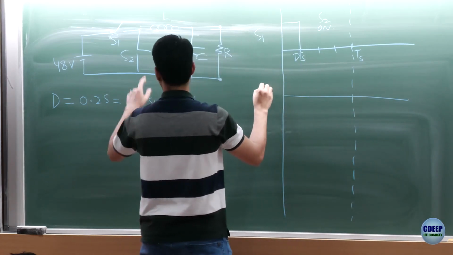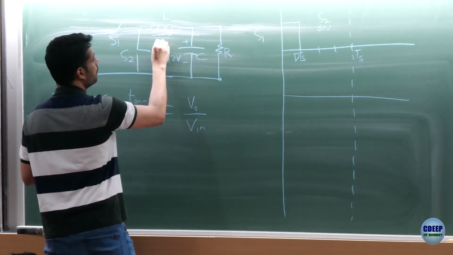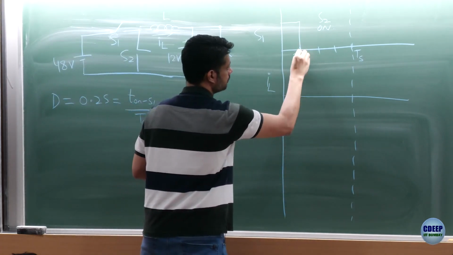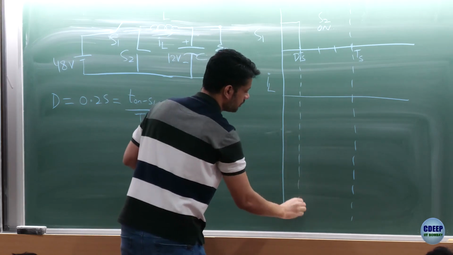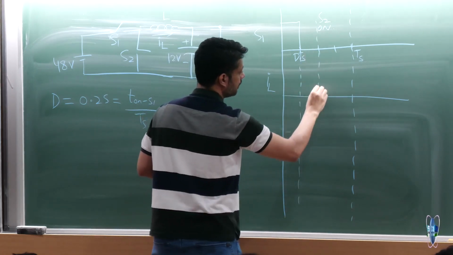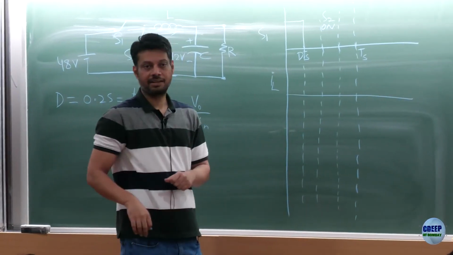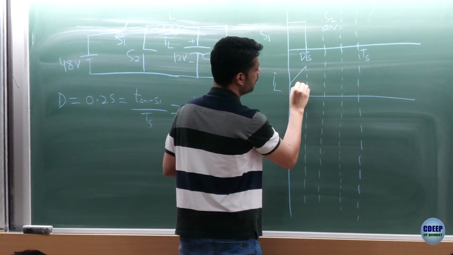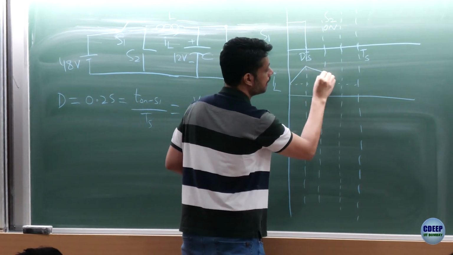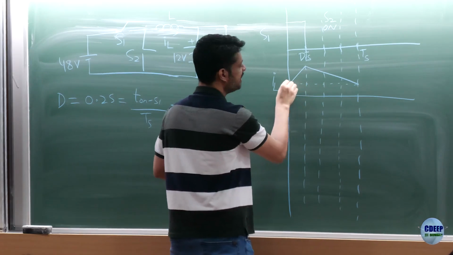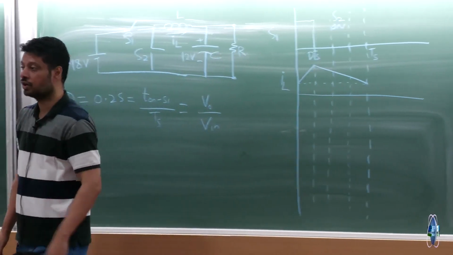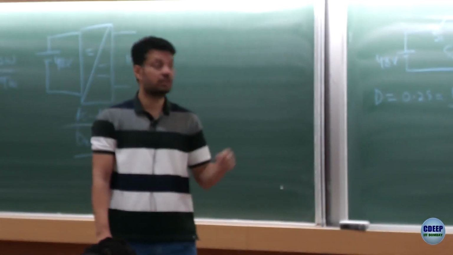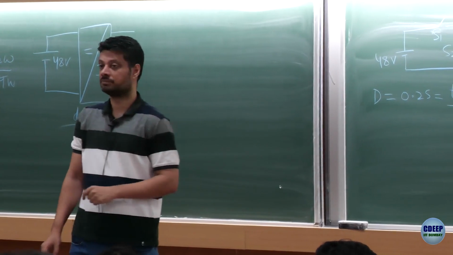If I draw the inductor current IL, so what will be the inductor current? The inductor current would be going up and then coming down, and the initial and the final points are the same because we are considering the circuit is in a steady state condition, right, and therefore the initial point and the final points are the same.